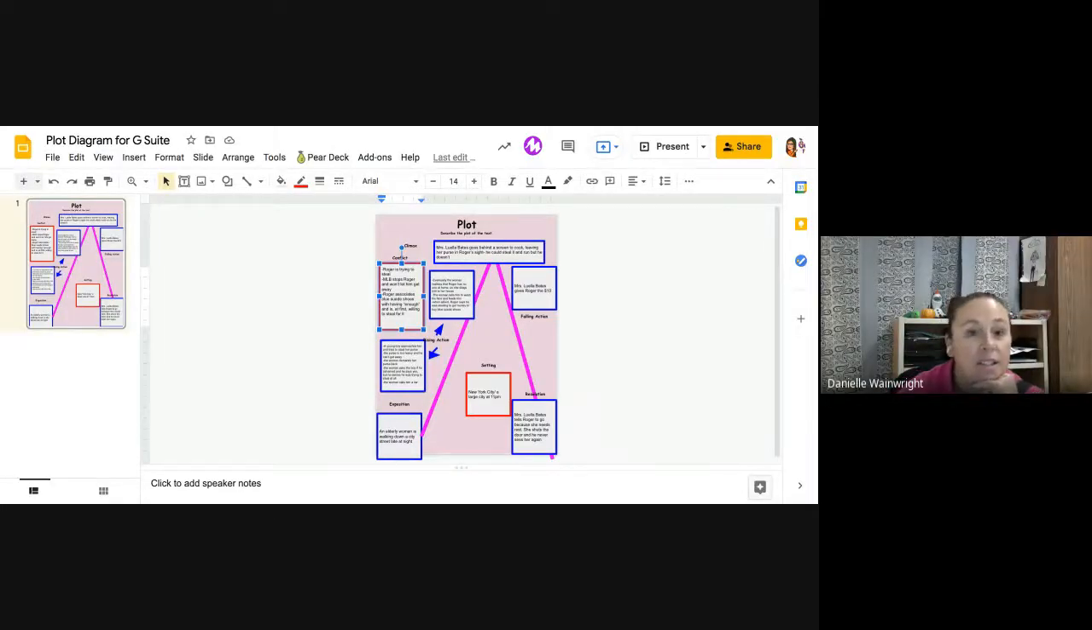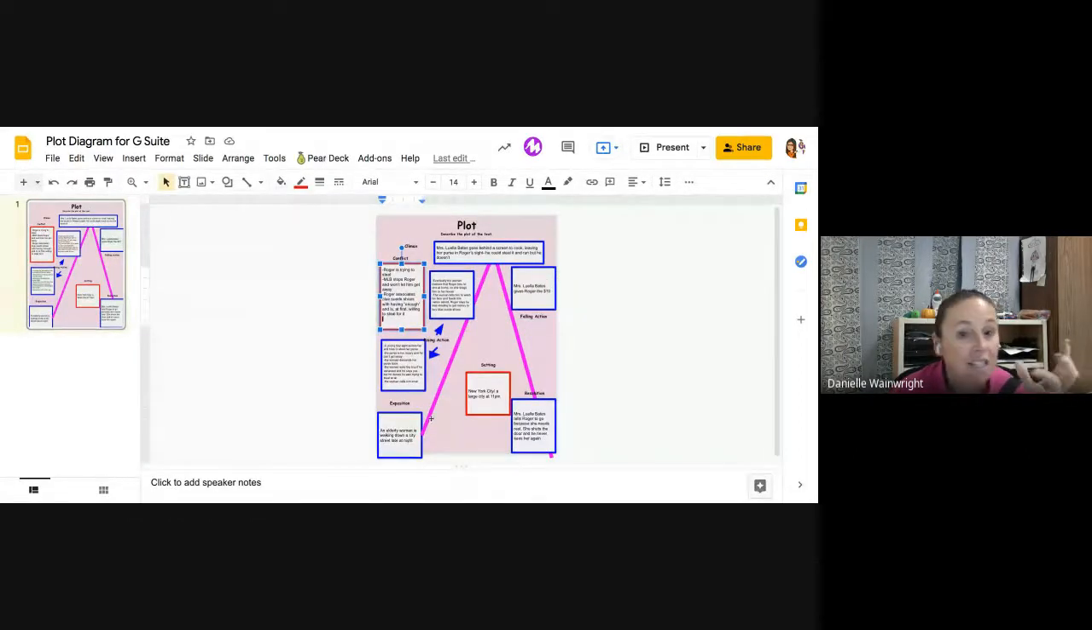Hey guys, so this is a review of the plot diagram for Thank You, Ma'am. So remember, a plot diagram is essentially sort of like a summary. You are breaking apart the parts of the story and putting them in a visual representation. And the very beginning of the story is the exposition.